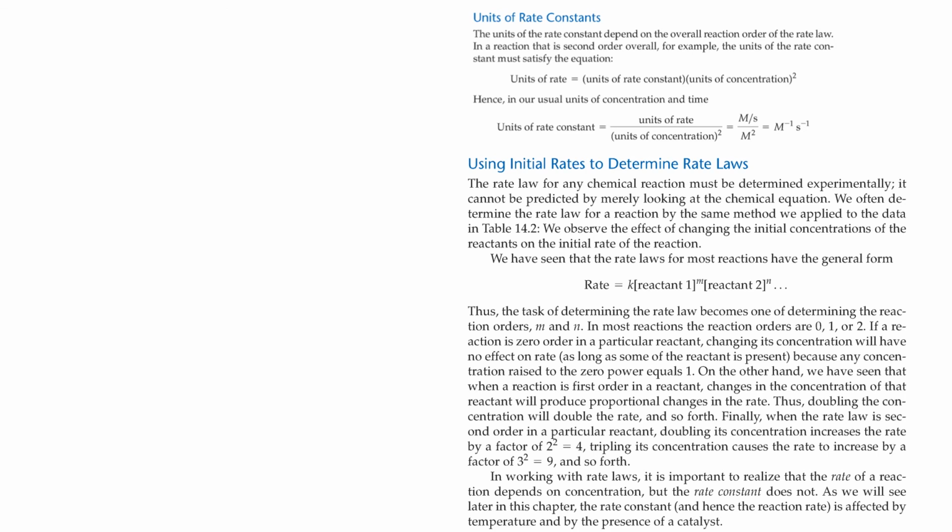On the other hand, we have seen that when a reaction is first order in a reactant, changes in the concentration of that reactant will produce proportional changes in the rate. Thus, doubling the concentration will double the rate, and so forth. Finally, when the rate law is second order in a particular reactant, doubling its concentration increases the rate by a factor of 2 squared, or 4. Tripling a concentration causes the rate to increase by a factor of 3 squared, or 9, and so forth.